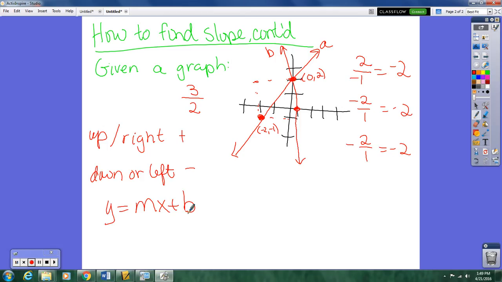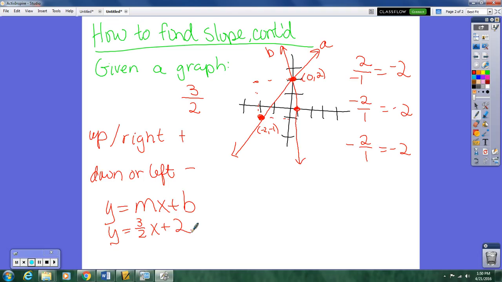Well, we got the slope right here. Where does this line cross the y-axis? The y-axis at 2. So what's that equation? y equals 3 halves x plus 2.